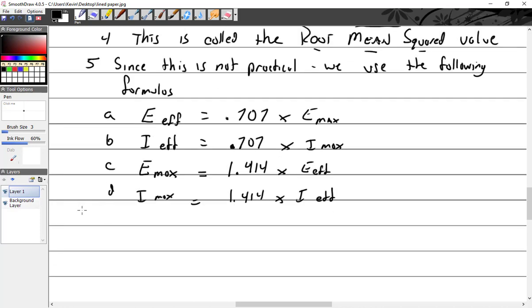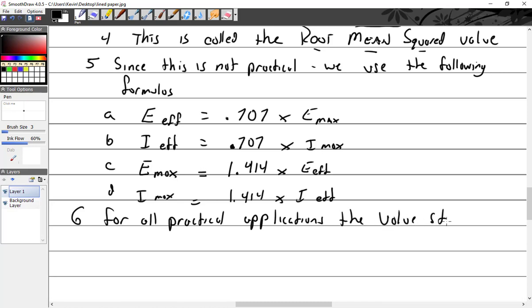All right. For all practical applications, this is important: the value stated is RMS unless otherwise stated.